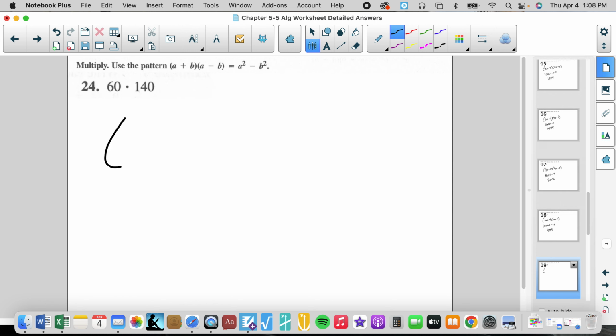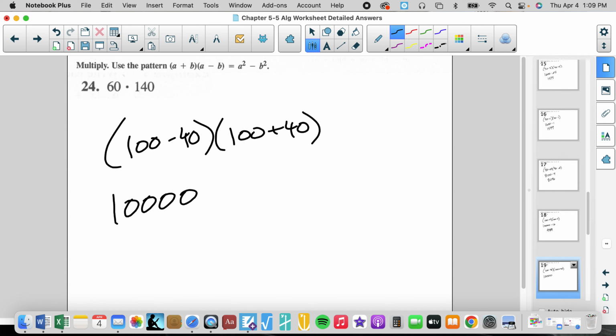Ooh, I like this. So this is 100 minus 40, 100 plus 40. So that's, again, 10,000. And that's minus 1,600. We're going to subtract that. That's going to be 8,400. Had to think about it.